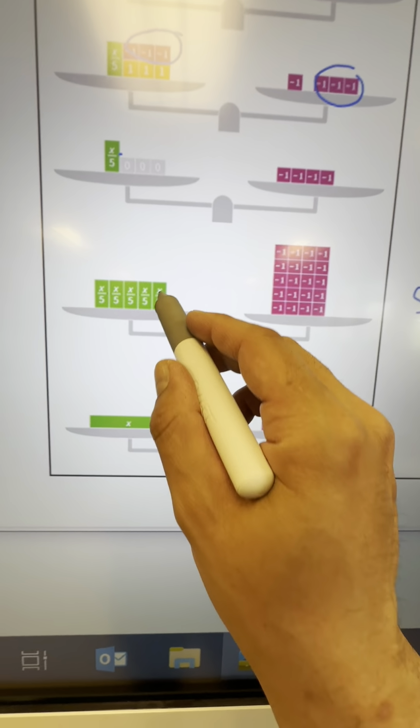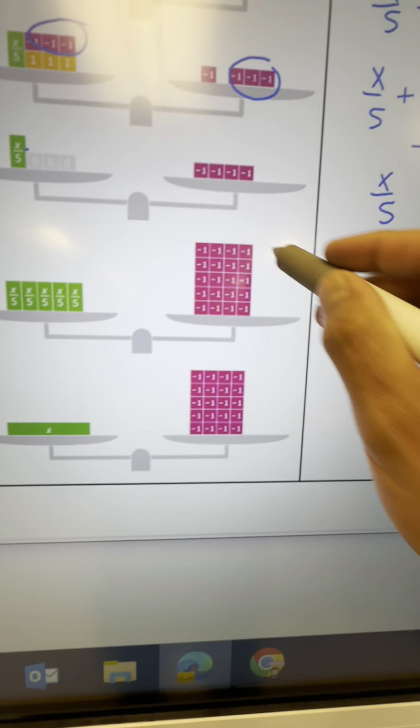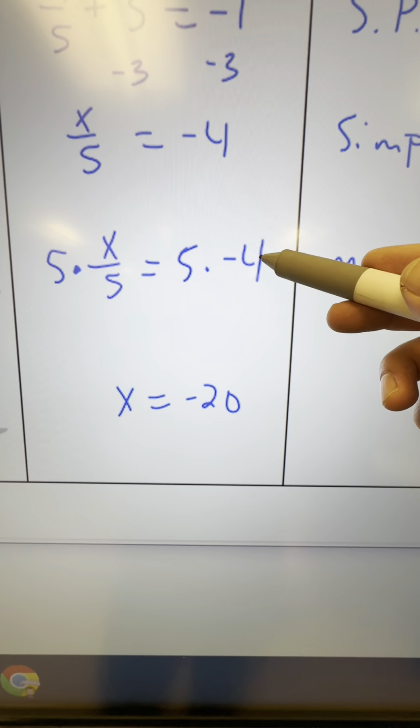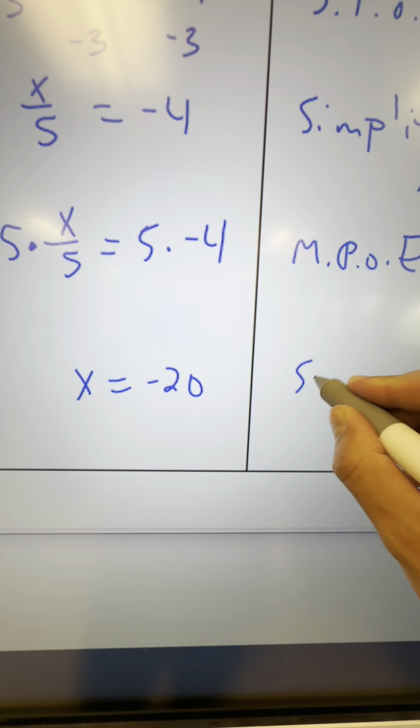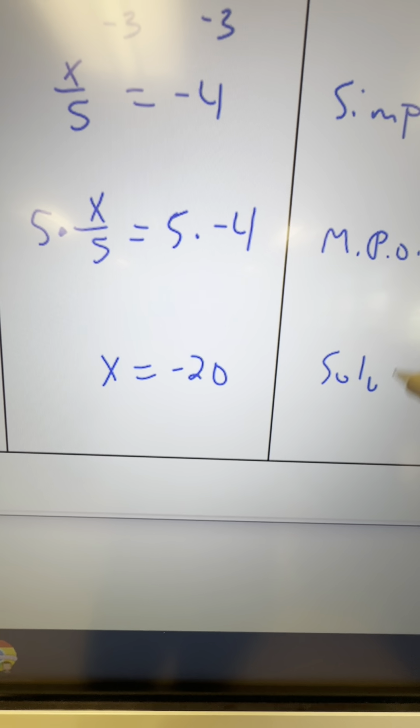And then in the next step, you can see 5 of these together make up one whole. And now all together, we're just left with 20 negatives. So now in the next step, I simplify it. This times that is negative 20. And by getting our whole amount, we can see that this is our solution.